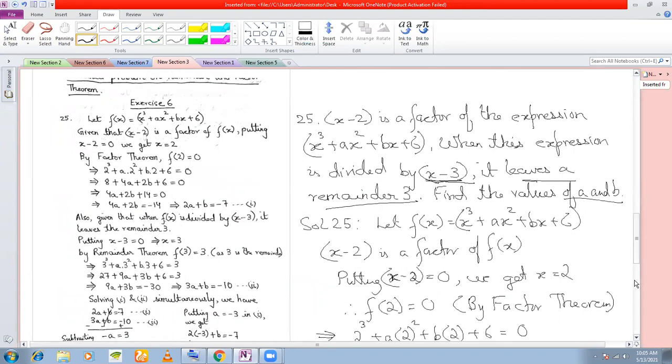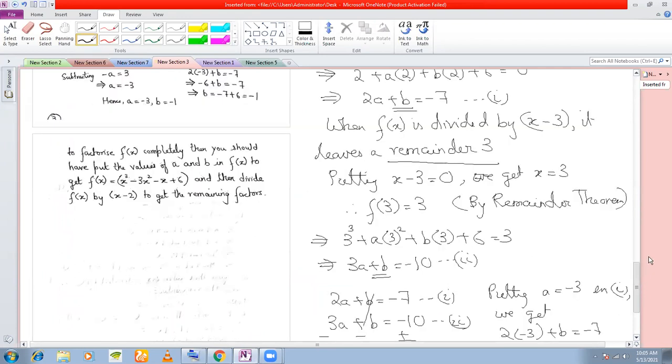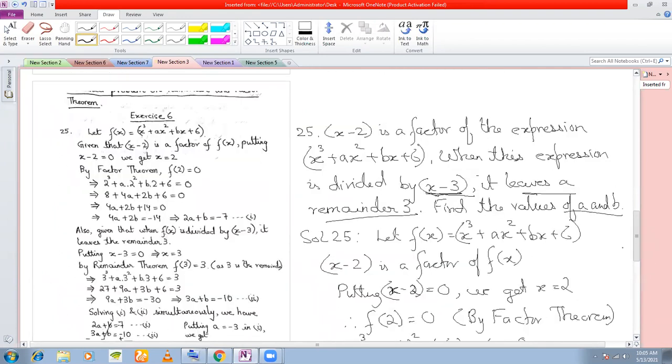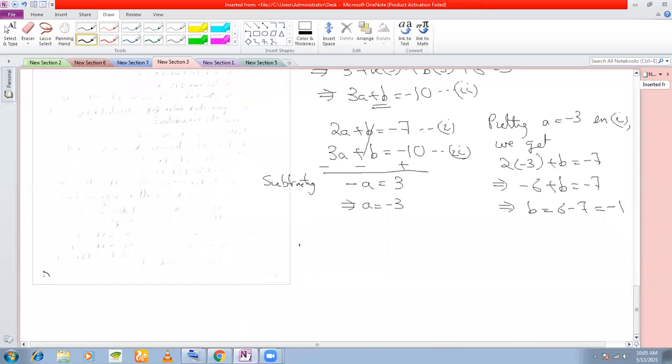But additionally, I have given you a note here. Suppose they had asked you not only to find the values of a and b, but also to factorize the expression completely, how would you have done it? Note: once you have found the values of a and b, just put them in the polynomial. So f(x) is equal to x cube, minus 3x squared, minus x, plus 6. After putting the values of a and b, this is what we are getting.